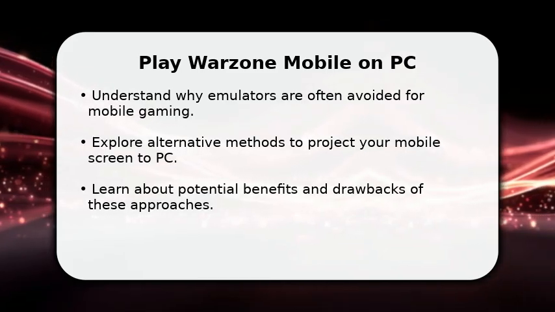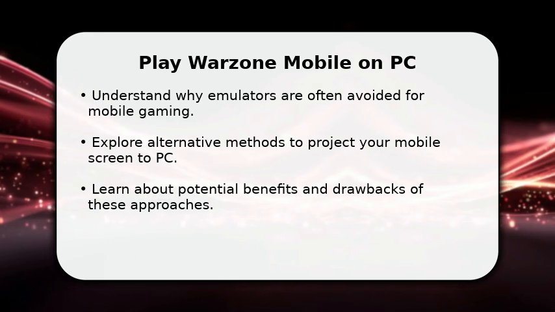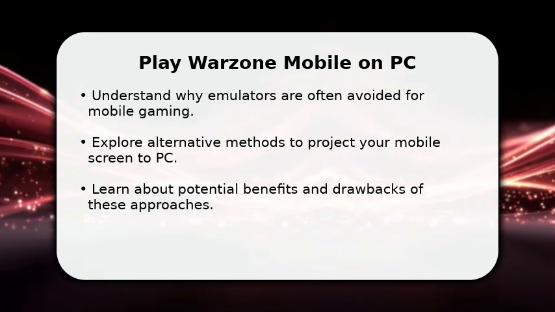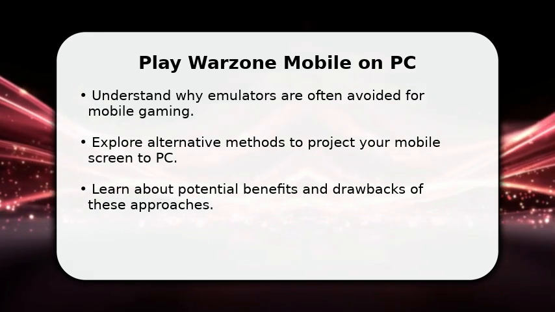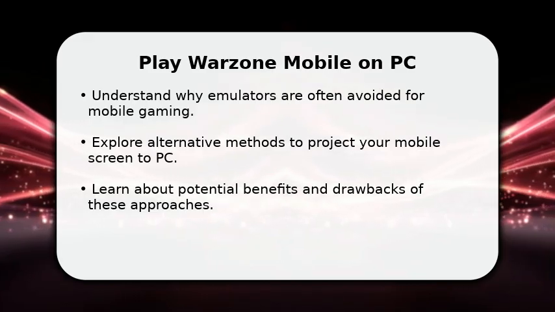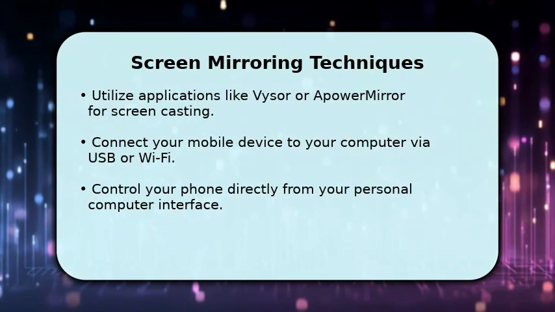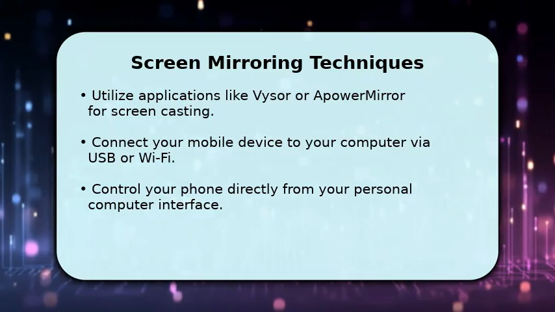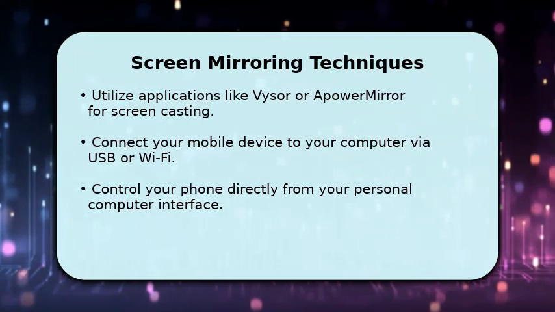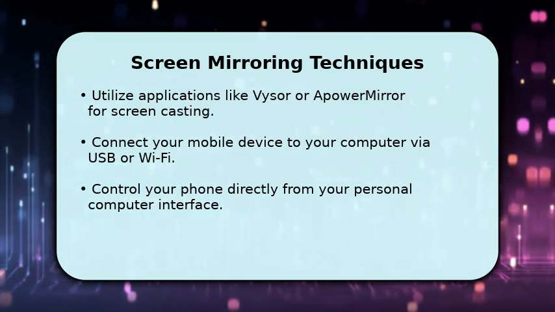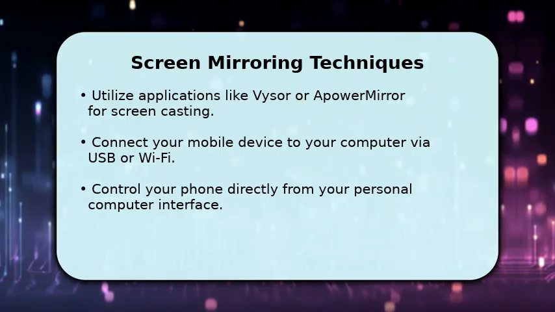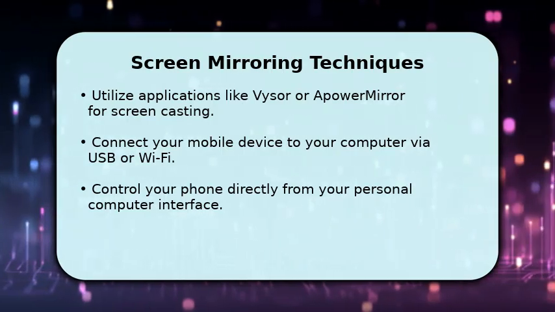This guide aims to provide a clear path to enjoying your favorite mobile battle royale on a bigger screen, enhancing your gameplay experience significantly. The primary method involves screen mirroring, which projects your phone's display onto your personal computer. You can achieve this using popular applications such as Visor or a power mirror, readily available for download.